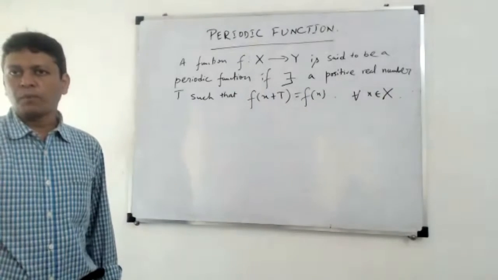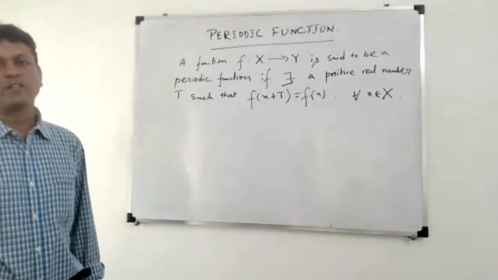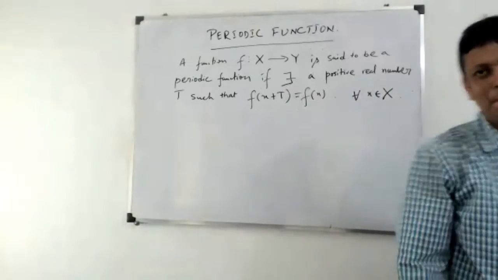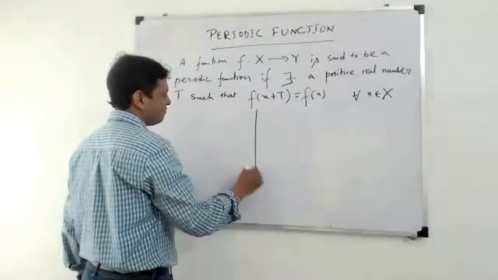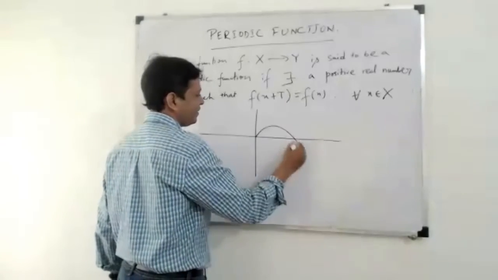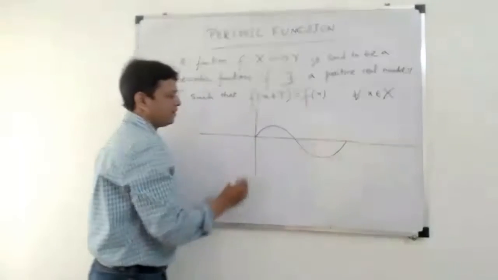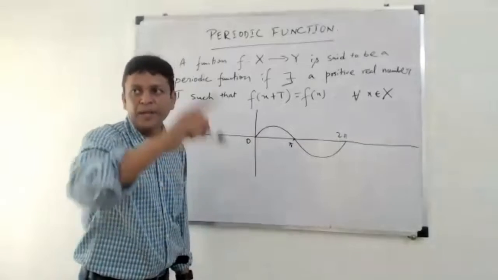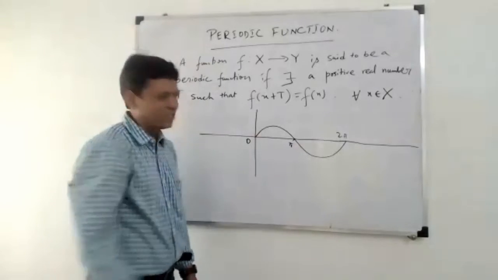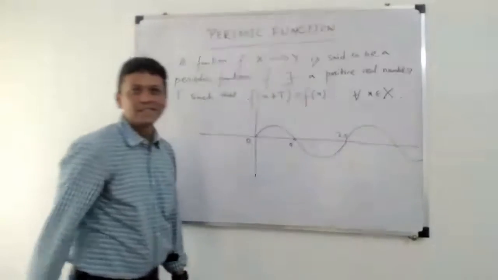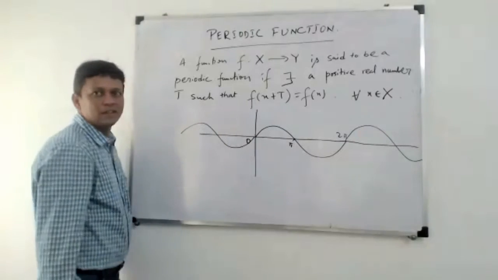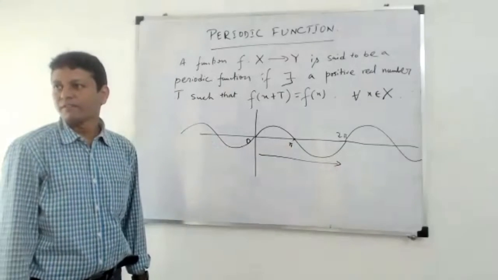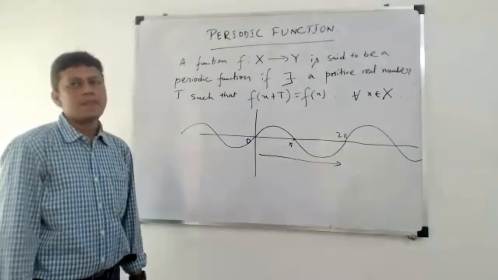Can you give an example of a periodic function? Sin x. Sir, 2 pi is its periodicity. This nature of the graph repeats after 2 pi. The same nature will be here, and this side also you see. So this is the periodicity. Periodicity means the nature repeats itself. Cos x also.